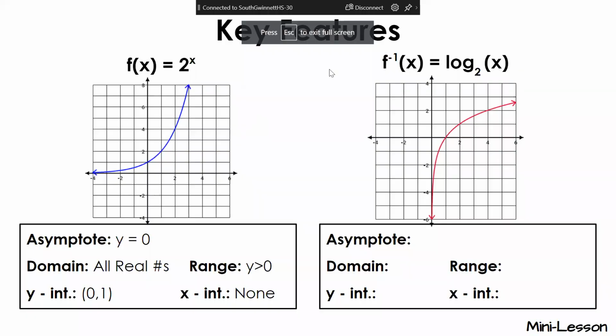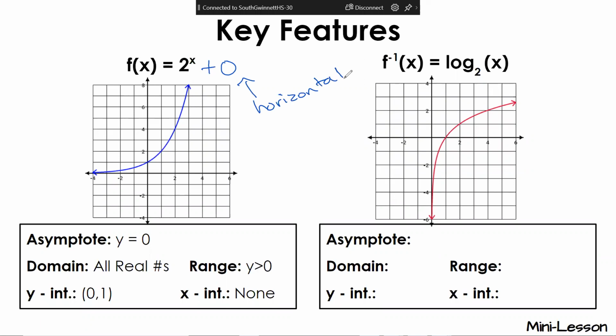So this is the exact same functions that we had earlier. Go ahead and write down for the left-hand side one, the asymptote, the domain, the range, the y-intercept, the x-intercept, and then we're going to fill in the inverse function one. So over here, we can see for our exponential, we would have a horizontal asymptote of 0. That's coming from our equation. And since there's nothing added on the outside, so plus 0, that's going to be our horizontal asymptote. That's where this is coming from. Okay. That's a horizontal asymptote.